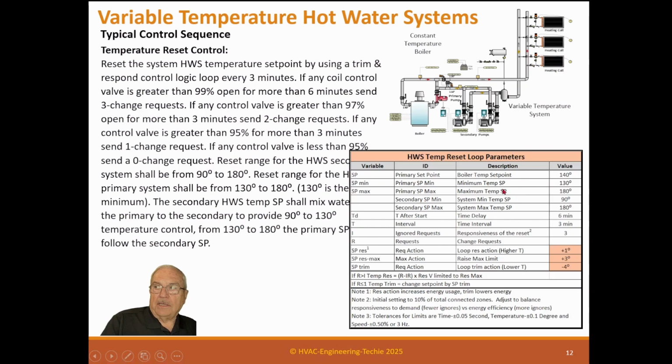Now, it's the same thing. Here are the hot water parameters, which are exactly the same as the last one. 140 set point, minimum 130, maximum 180, except the minimum now is 90. And so the delay time is 6 minutes, interval time is 3 minutes, ignored requests is still 3, and the reset is positive 1, reset max is positive 3, and reset trim is minus 4. And the conditions are the same as we talked about the last one.